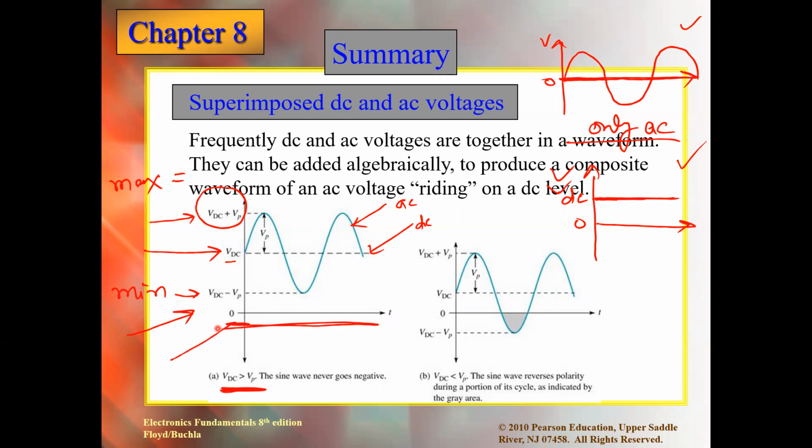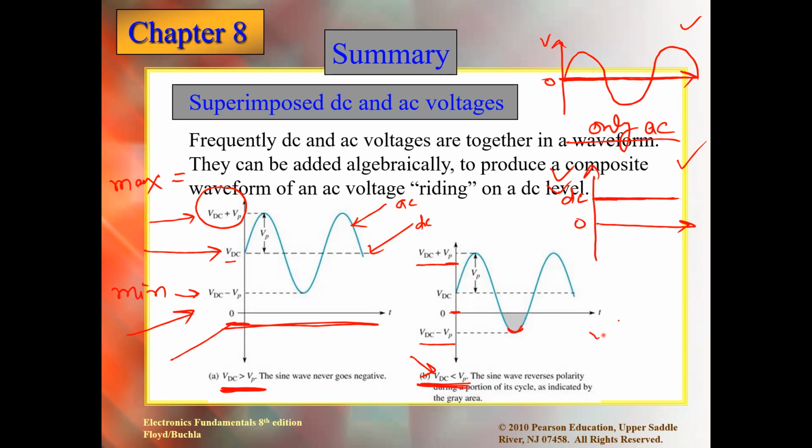But what if VDC is less than VP? If this is less than VP, you will be getting something like that. The maximum point will be VDC plus VP. The minimum will be VDC minus VP, because VDC is lower than VP. So this time you will be getting a negative value. That's why some portion of the negative peak of the signal is below the 0. Okay, this is like that.